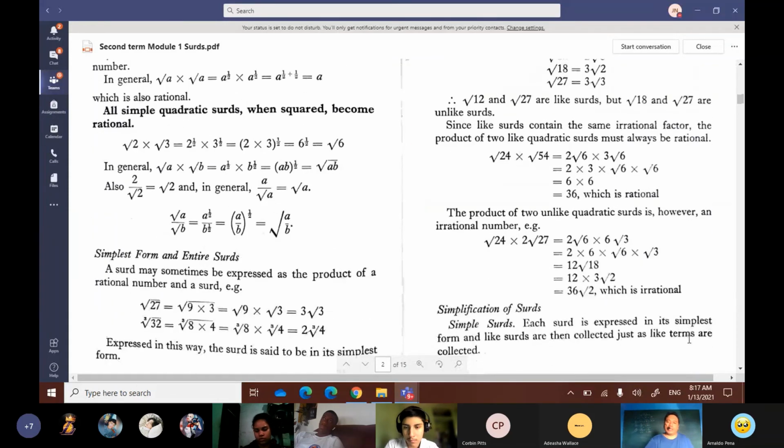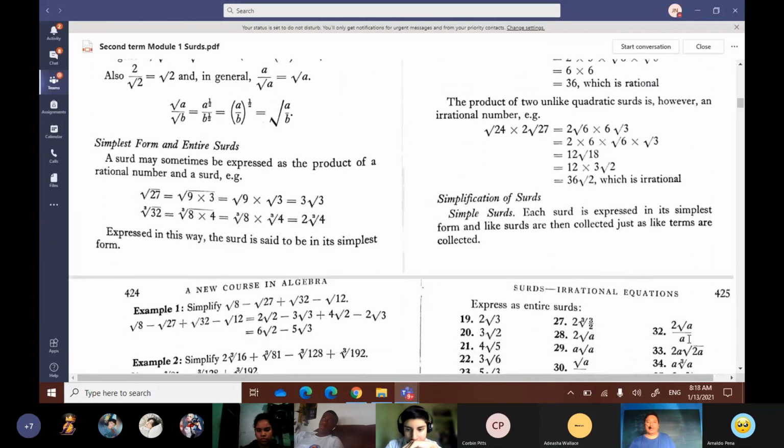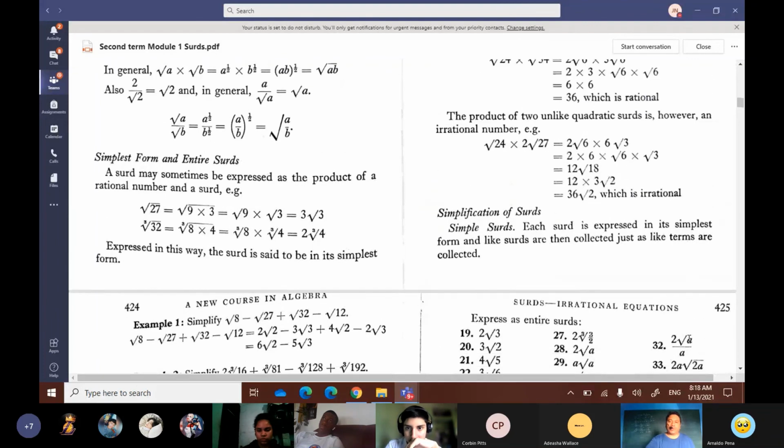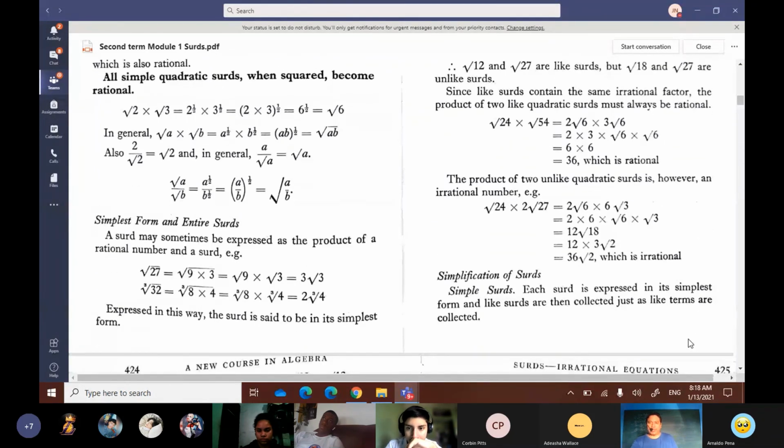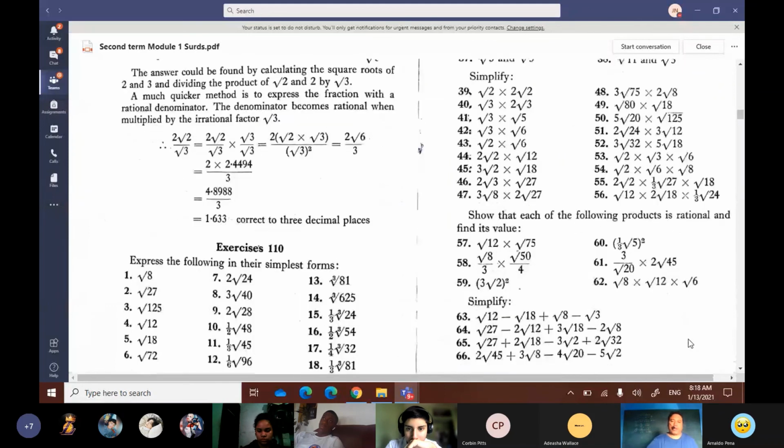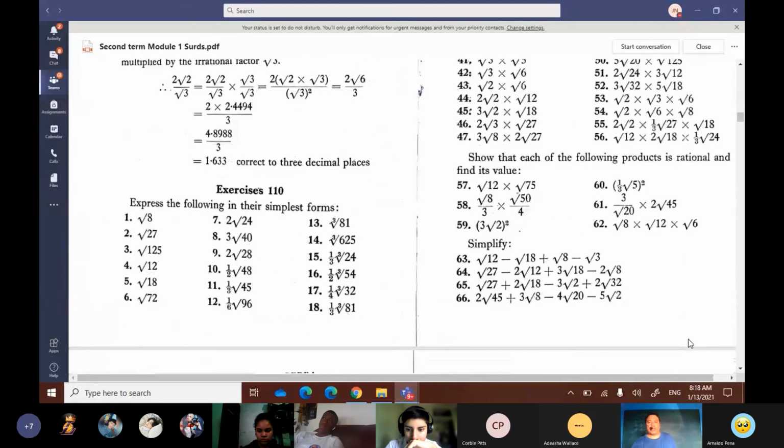I know it might seem a little bit unclear there, so what I will do is leave this part here and go straight into exercise 110. Exercise 110 says, express the following in its simplest form.